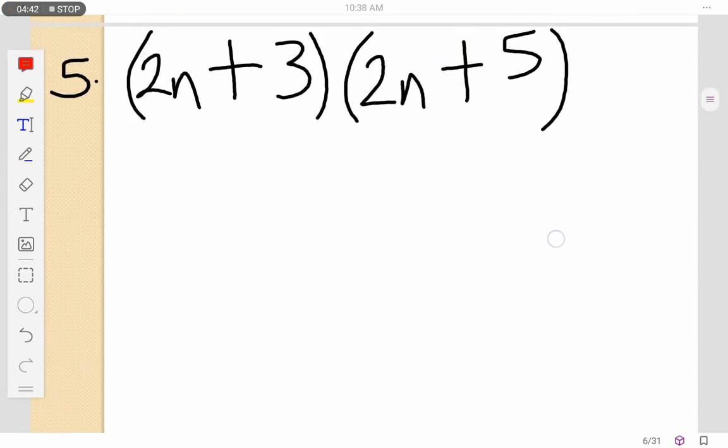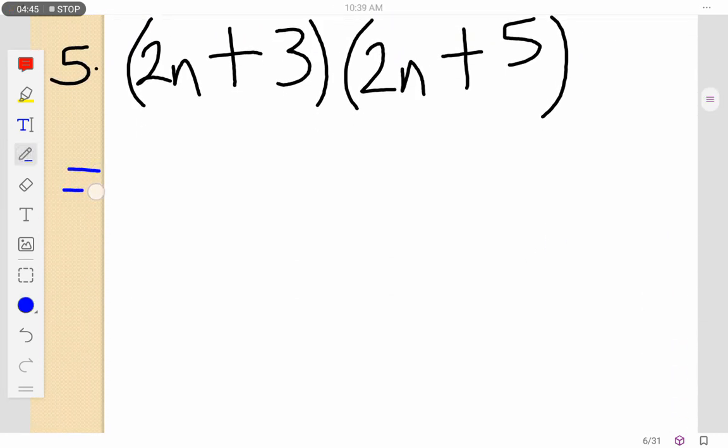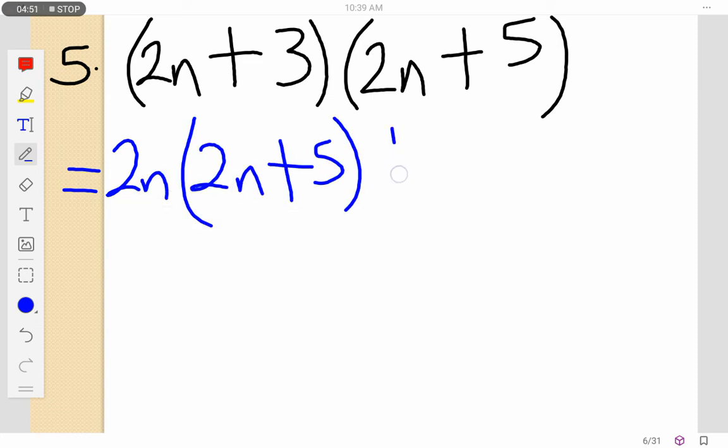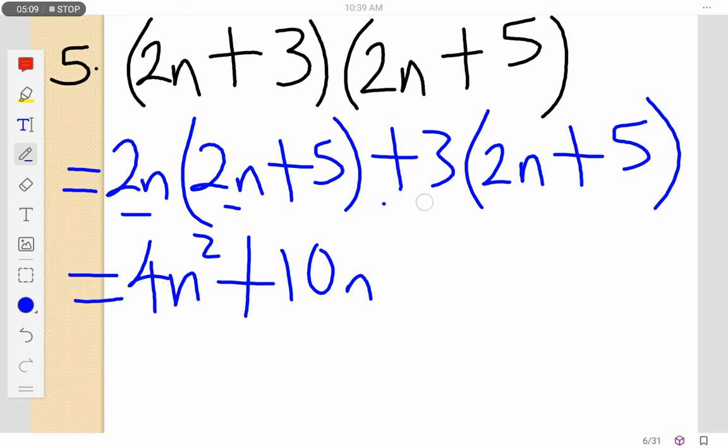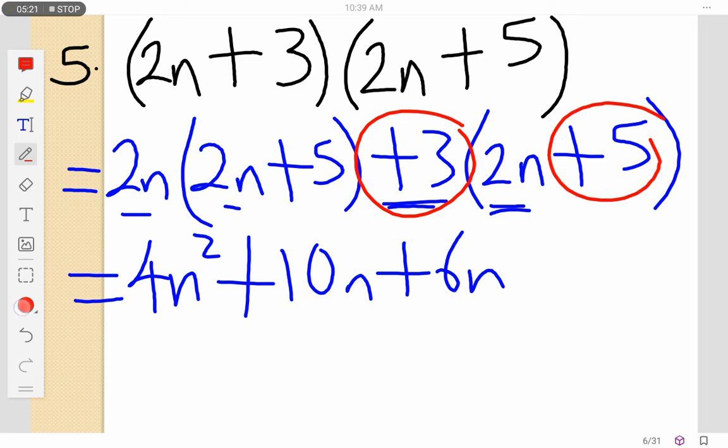Let's look at another question. Here we are doing the same. I'll have 2n multiplying the second bracket, 2n plus 5. Then I have my plus 3, multiplying again the second bracket, 2n plus 5. Let's do it. 2n times 2n, we get 4n squared. 2n times 5, we get plus 10n. Then plus 3 times 2n, we get plus 6n. On the last part, plus 3 times plus 5, what do we get? We get plus 15.